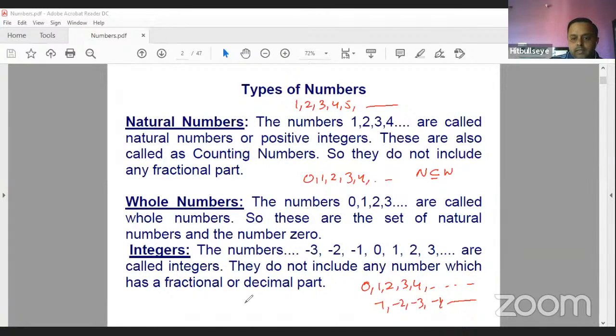So I can say that all the natural numbers are contained in the whole numbers. Every natural number is a whole number, as well as every whole number is an integer. But again, the converse is not true. Every whole number is an integer, but every integer is not a whole number, since -1, -2, -3, etc. are integers, but they cannot be considered as whole numbers.